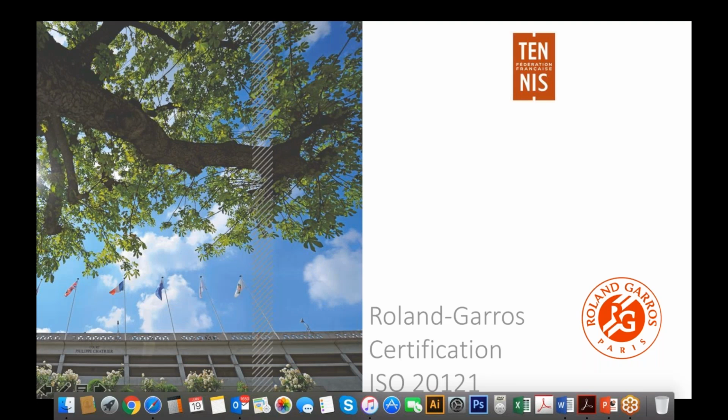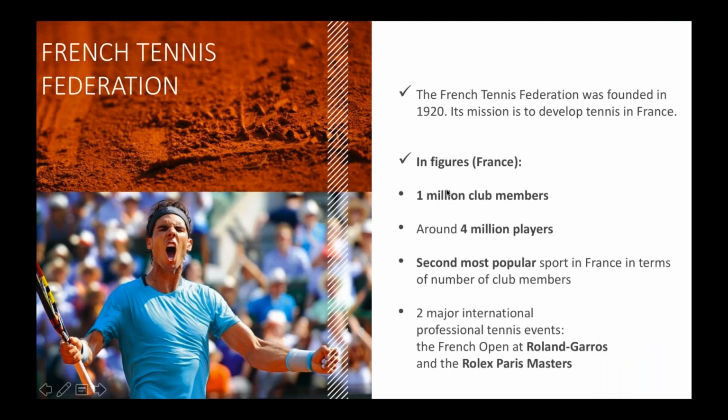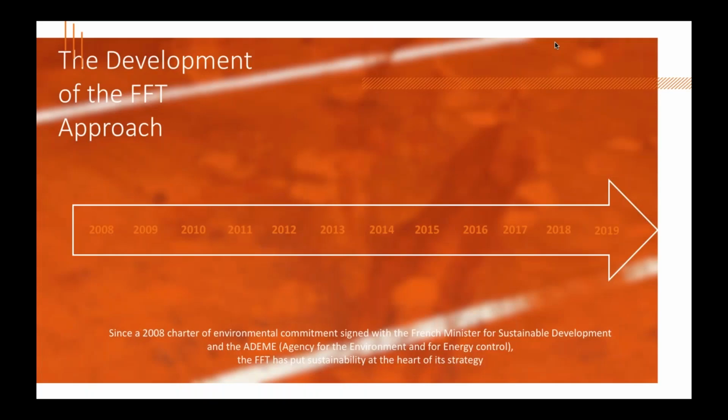Okay. So I will speak about the certification of our tournament, Roland Garros. I will give a brief introduction about the French Tennis Federation. We are an old federation created in 1920, and we have 1 million club members and about 4 million players. We organize 2 major events: the Rolex Paris Masters in late October, and the French Open Roland Garros, which belongs to the federation.